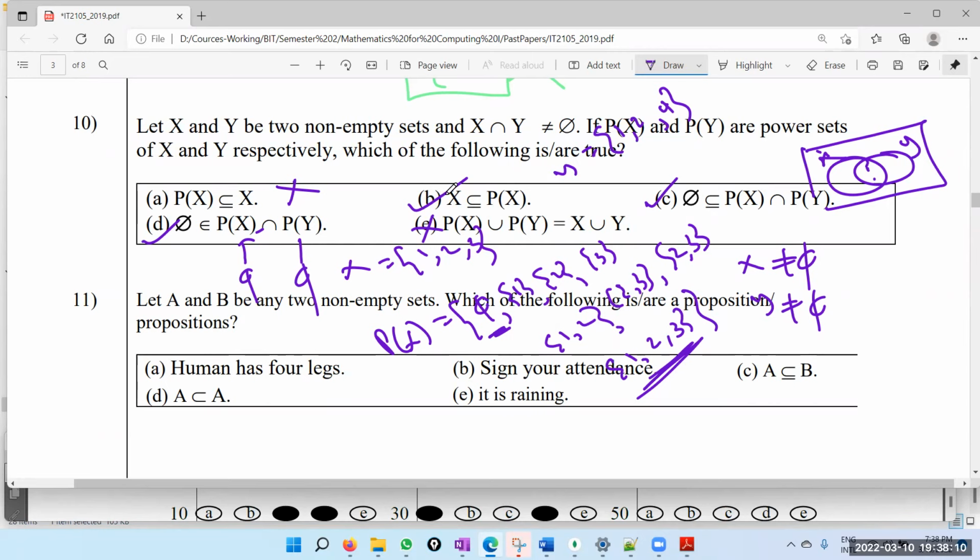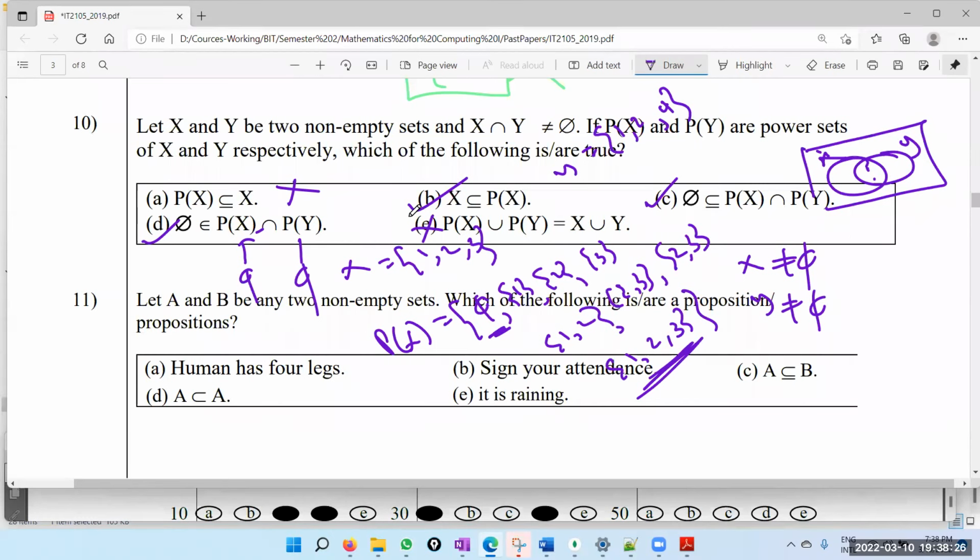I don't think so. Always your power set has your x. So then x is a subset of power set of x. X is a member, right?